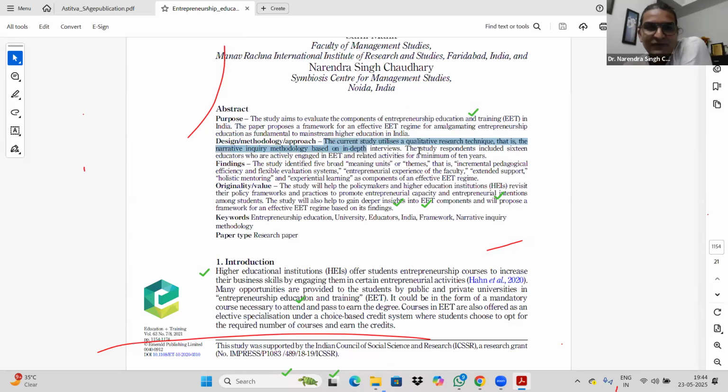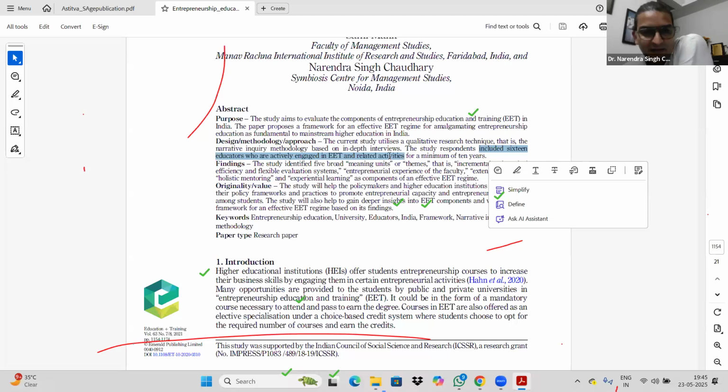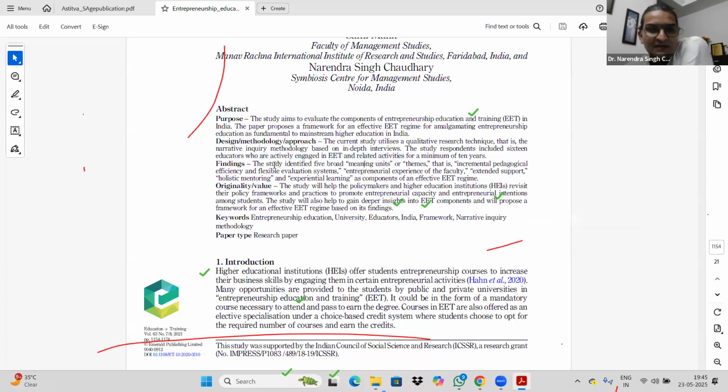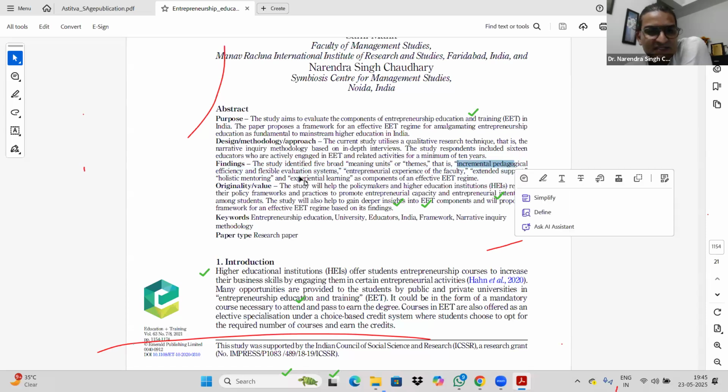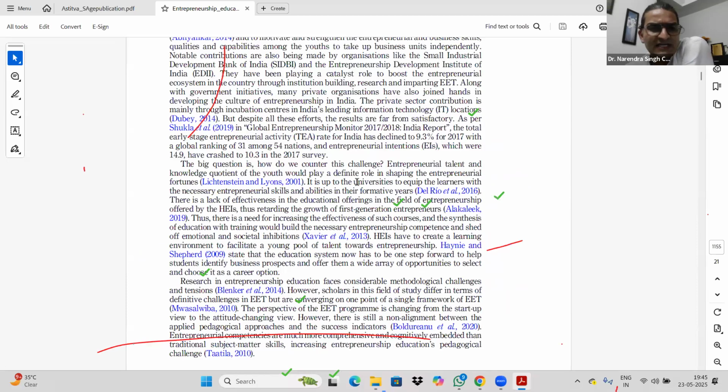What we have used is qualitative research, that is, narrative inquiry methodology based on in-depth interviews. The study respondents include 16 educators who are actively engaged in entrepreneurship education and training. And five broad themes have emerged. And then we have suggested, all right, we have talked about it. These are the themes that have emerged: incremental pedagogical efficiency, flexible evaluation systems, entrepreneurial experience of the faculty, extended support, holistic mentoring and experiential learning, which came from the interviews. So this is the literature that has been done.